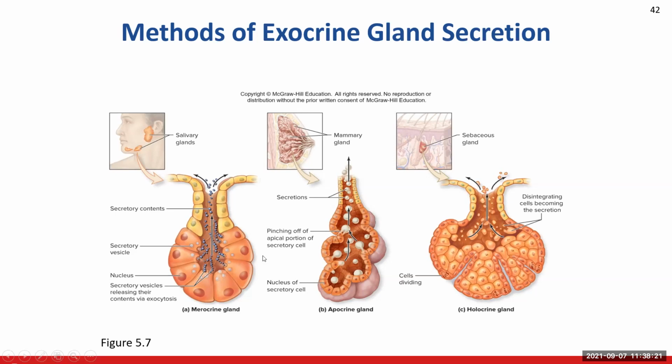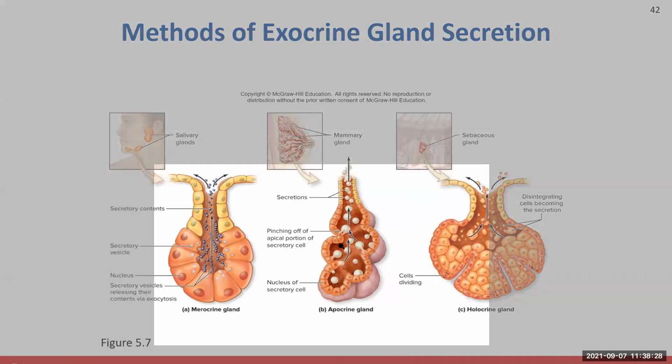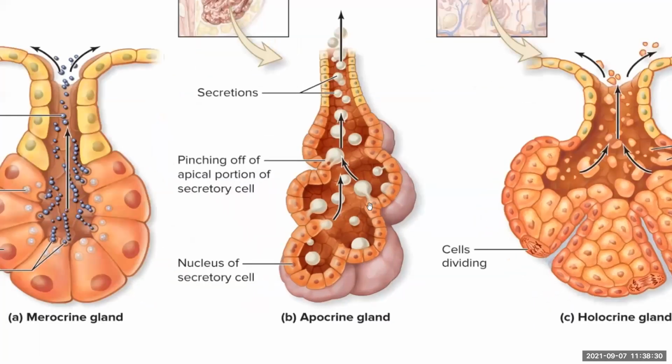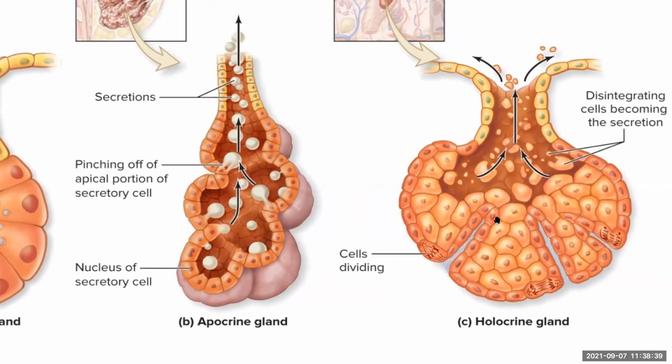Real simple. The apocrine gland: the top part of the cell, the apical surface of the cell, pinches off, and then that portion becomes the secretion. And then finally, the holocrine gland: here the cell itself ruptures, and all of it, the cell itself and the contents, become the secretion, and it travels to the apical surface.